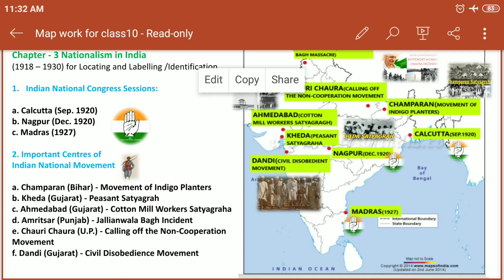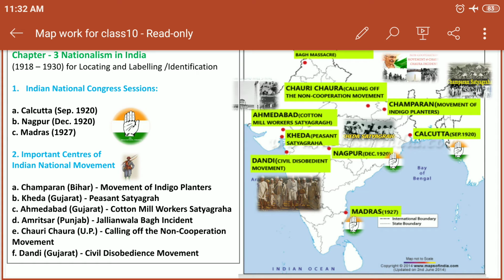Now, important centers of the Indian national movement. You all know that in our country there were various national movements like satyagrahas, the non-cooperation movement, and the civil disobedience movement. Is it clear to all? There are a few places. Champaran, in Bihar, is the first satyagraha, the 1917 movement of indigo planters. Then the second satyagraha was the 1917 peasant satyagraha in Kheda, Gujarat.